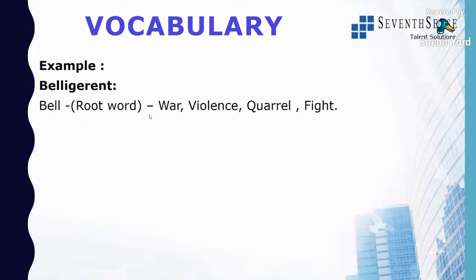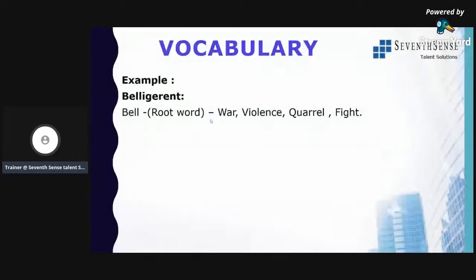Basically, whatever the English language is, it is a derived language. It is derived from other foreign languages. In that, like 80% of the English language is formed from a root word, prefix and suffix. We'll discuss what a prefix is, what a suffix is, and what a root word is, in detail now.